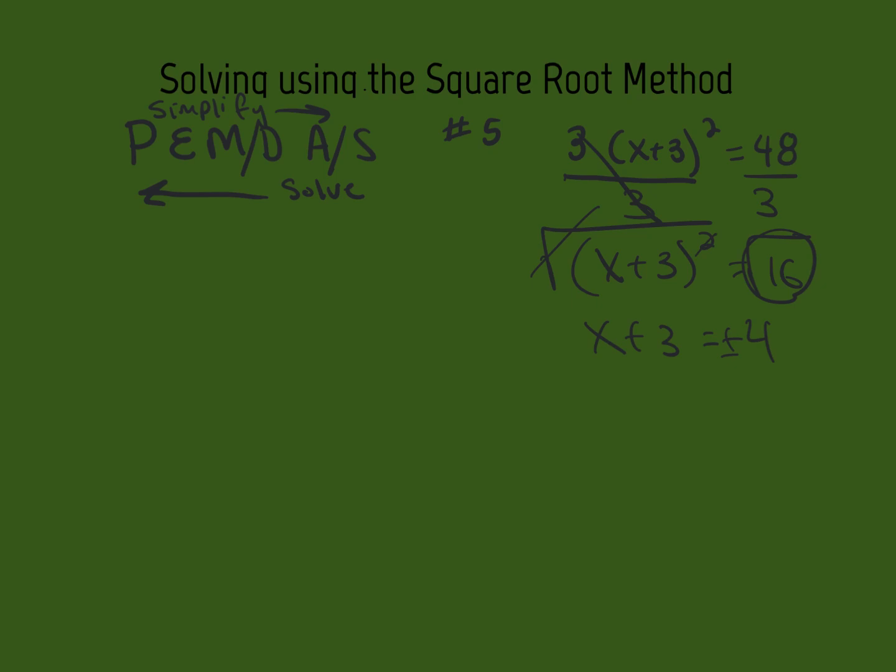So that gives us two cases. Either x plus 3 equals positive 4, or x plus 3 equals negative 4. So let's go ahead and solve each of these. I'll subtract 3 from both sides, and we get x equals 1. Or subtracting 3 over here, we get x equals negative 7. So those are your two answers, x equals 1 or negative 7.